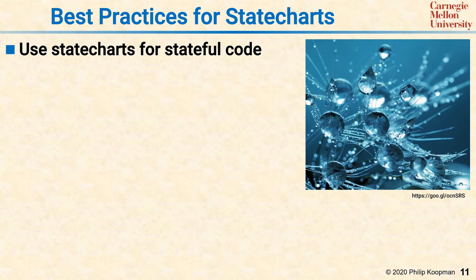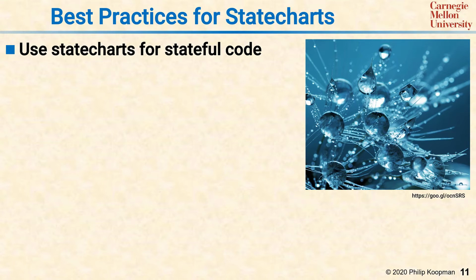There are a number of best practices for state charts. First and foremost, if your system has a stateful behavior, then you should be using state charts and not flowcharts. In my experience, it's very common for embedded systems to have mostly stateful behavior. You press a button or some input comes and the system changes its behavior until the next input comes. That just screams state chart, not flowchart.